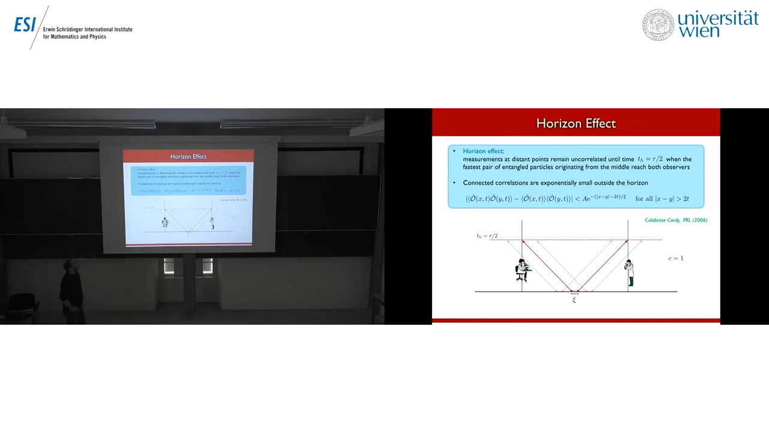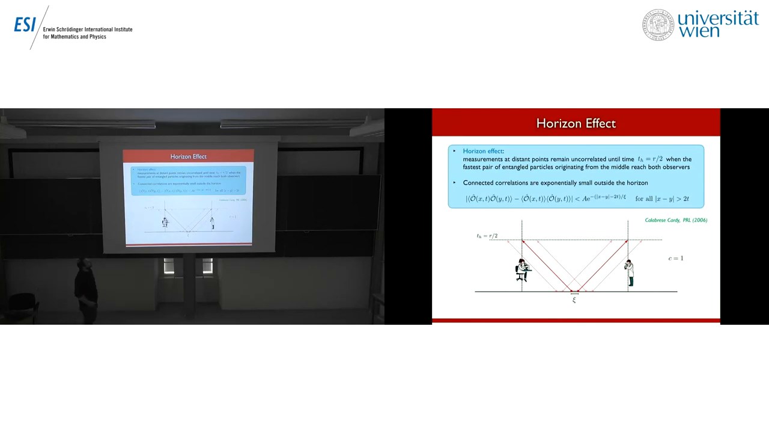So one way to formulate this horizon effect is by saying that if two observers are sitting at points at distance r, and the quench takes place at time t equals zero, then the first signal of this abrupt change of the quench is going to be visible in their mutual measurements when time equals half of the distance between the two observers has passed, considering the speed of light equal to one, because this is the time that is needed for a pair of entangled particles coming from nearby points at distance xi, where xi is the initial correlation length, in order for them to reach the two observers.